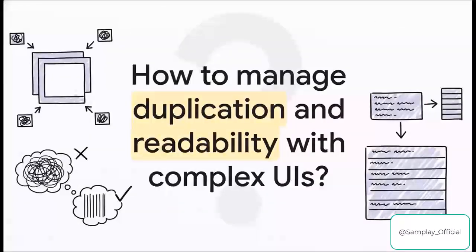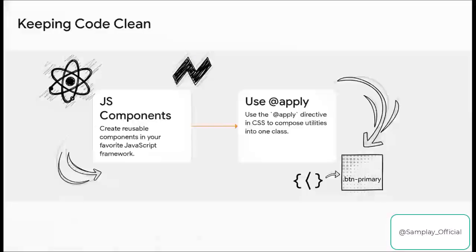So that brings up the big question, right? As your UI gets more complicated, you're going to be repeating these long strings of classes all over the place. So how do you manage that? How do you keep your code from becoming a duplicated, unreadable mess? Well, the Tailwind ecosystem has two main ways to solve this. First, if you're already using a JavaScript framework, think React, Vue, Svelte, you just wrap up that long string of classes inside a reusable component. Easy. The second solution is a cool feature called @apply. This lets you go into your CSS file and group a whole bunch of utilities into one clean class name, like .btn-primary, that you can then reuse wherever you want.